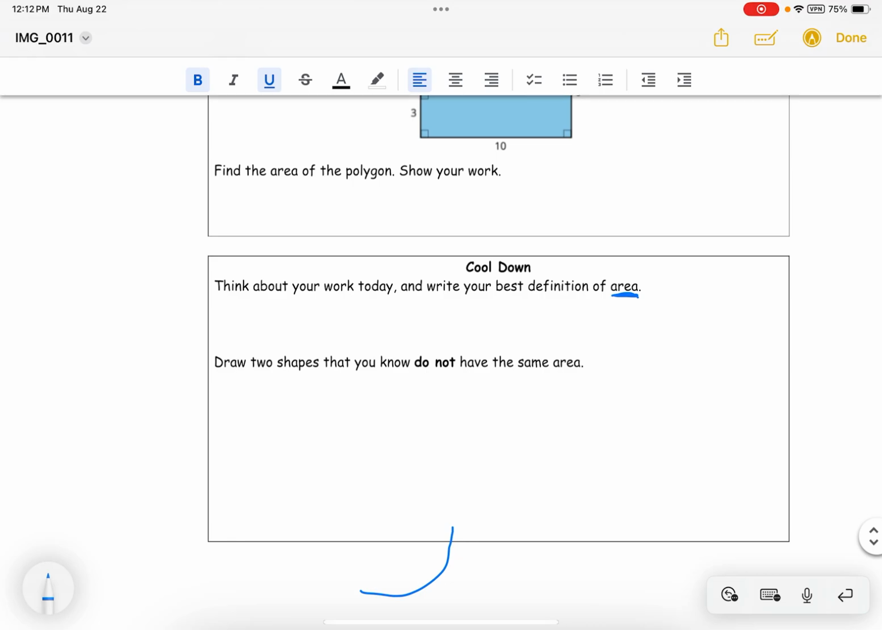And then it says draw 2 shapes that do not have the same area. So for example, you could draw 2 different rectangles and then just label the dimensions. If they do not have the same area, they're going to have different dimensions, or one will have more square units. But please do the cool down on your own and then show Mrs. Young that you're done, and then you could start on the practice problems.